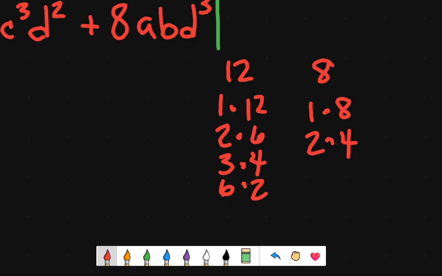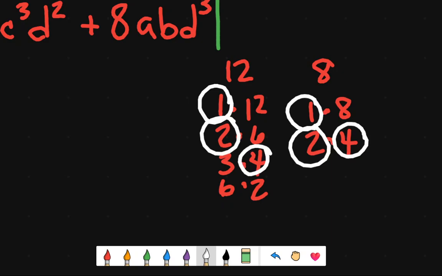Now what are the factors that they have in common? And then we'll find the greatest common factor. They both have 1. They both have 2. They both have 4. There are no other factors that they have in common. We already got the 2, which is down here, by the way. So the greatest common factor that they have is 4.